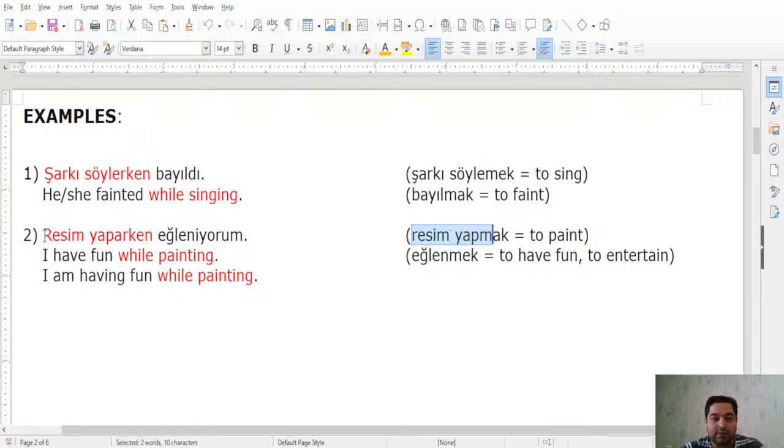So resim yapar again is the present tense, right? Yapar, it's the present tense ending er here, right? This one. Resim yapar. So this is the third person singular, resim yapar, he, she, right? O resim yapar. Then you add this ken. Resim yaparken becomes while painting. Okay? Resim yaparken eğleniyorum. I have fun while painting, or I am having fun while painting, depending on the context. Both of them are possible.